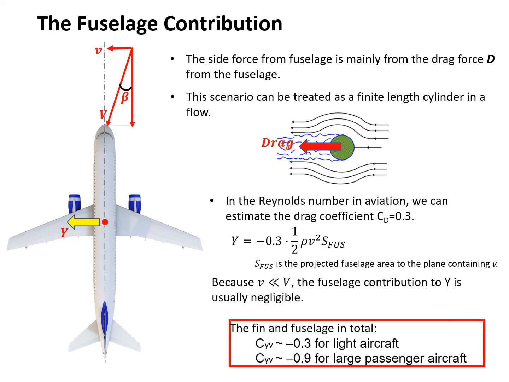Then in total, the fin and the fuselage contributing to the side force can be, for small aircraft, in the magnitude of minus 0.3, but for larger aircraft, apparently it should be larger, in the magnitude of minus 0.9. Okay, so until now, we finished all the analysis and derivation of the lateral directional stability derivatives. In the next couple of lectures, we'll continue with the longitudinal derivatives.